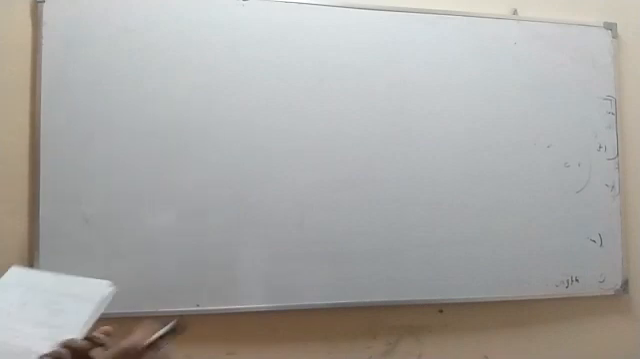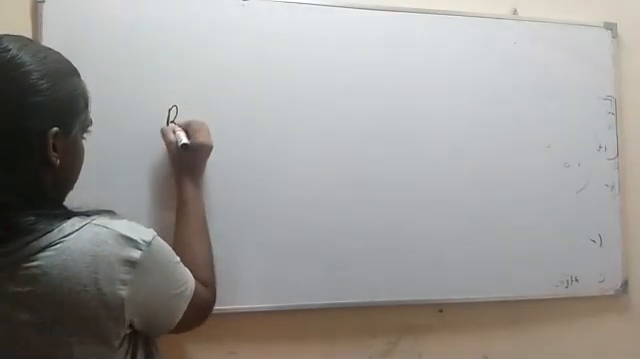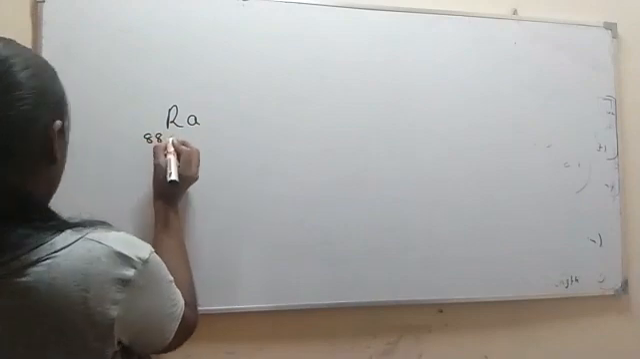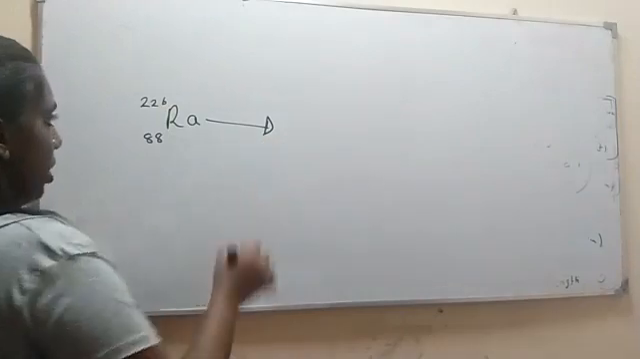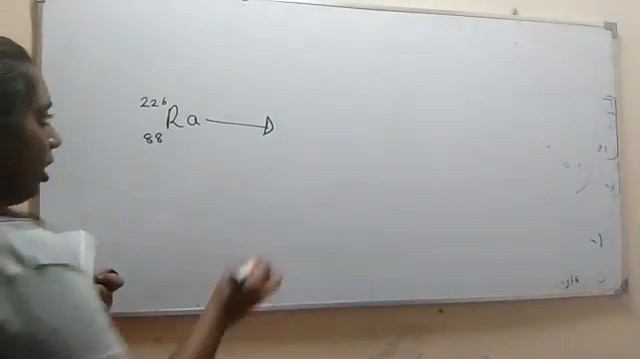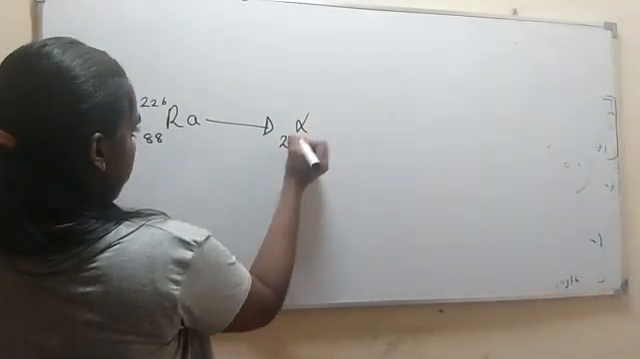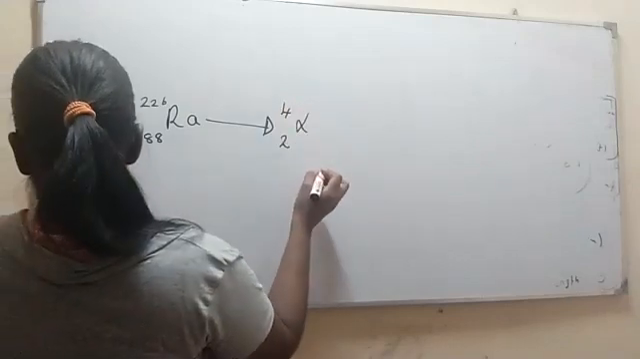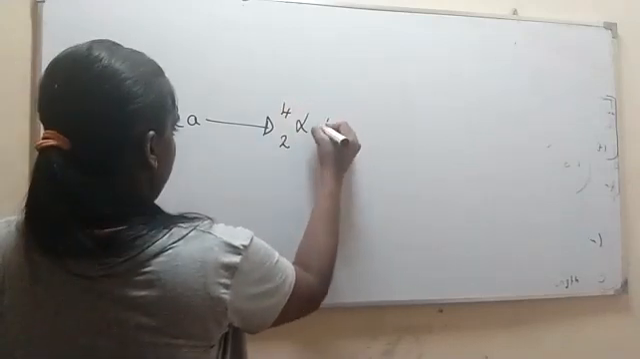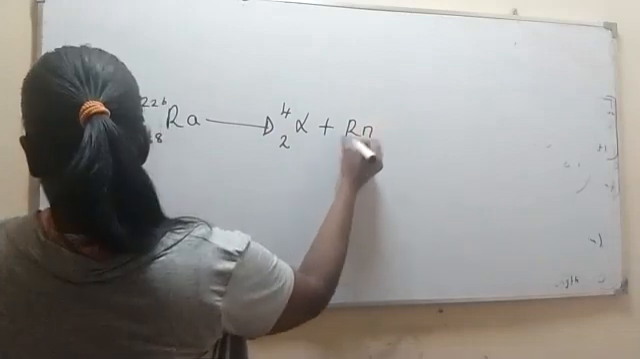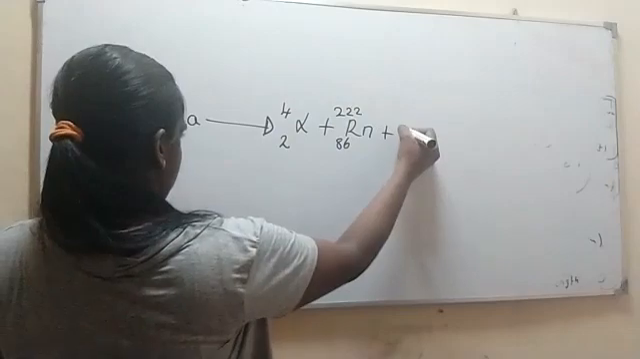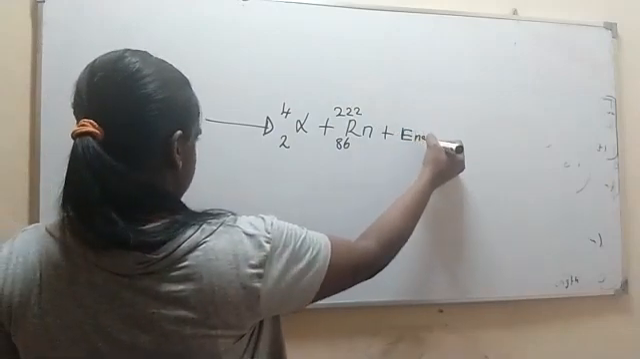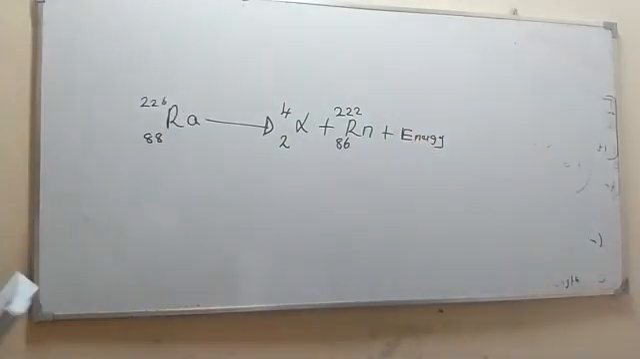Let's see, this is radium, atomic number 88, mass number 226. It is emitting an alpha particle. Alpha has atomic number 2, mass number 4, and the radium changes into another atom, radon 86, 222, plus energy. We should also know how to balance this equation. First of all, I am writing the equation, and from this equation I am going to explain.